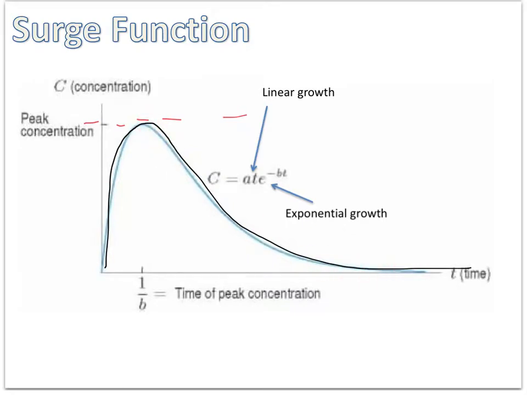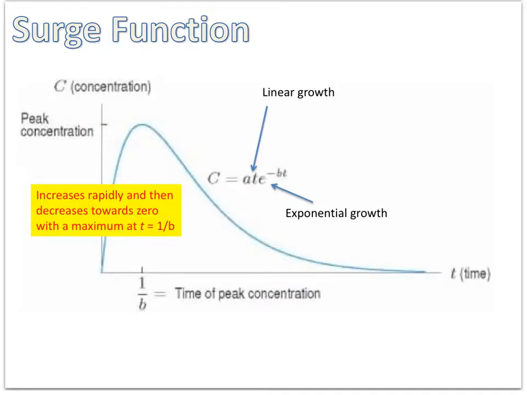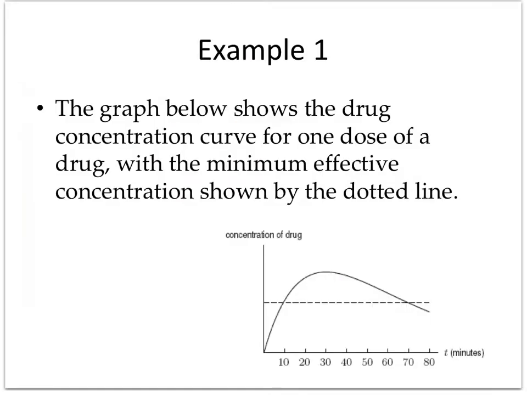As I mentioned before, you could have something that has lots of humps if you continue to take a medication, something like diabetics take every day to put into their system. This increases rapidly, as you can see, and then it decreases towards 0 with a maximum, guess what, that problem that you worked, 1 over B. So we actually proved that in the last section, which is kind of nice to see now, you know where the 1 over B comes from. All right, the graph below shows the drug concentration.